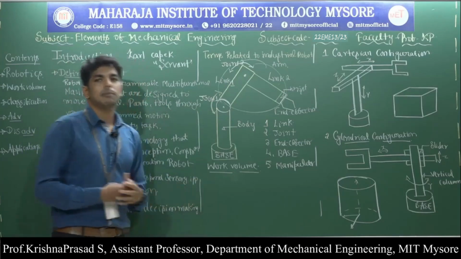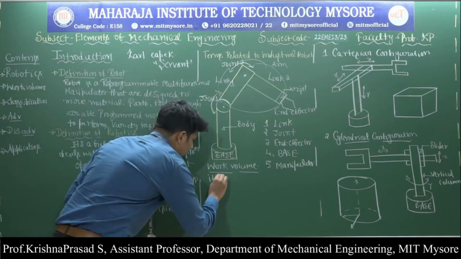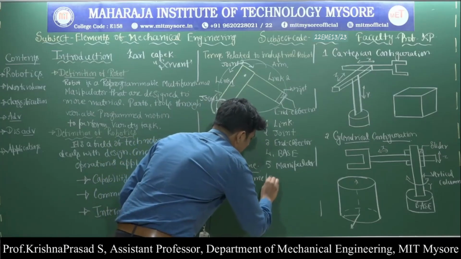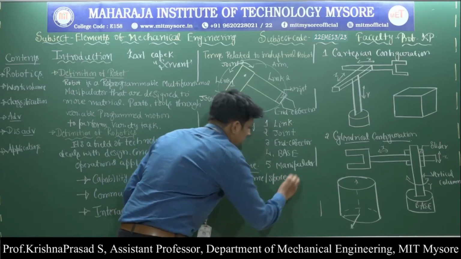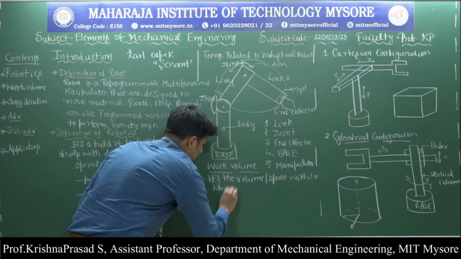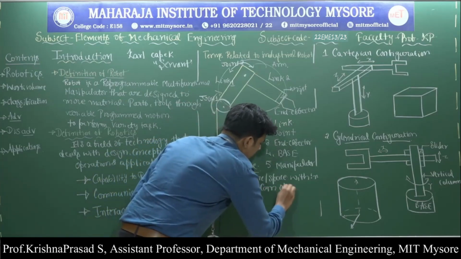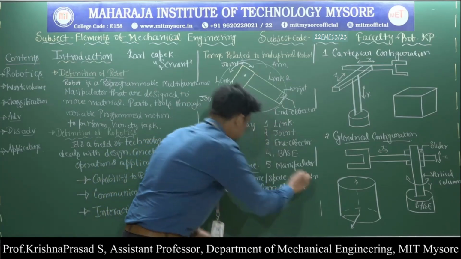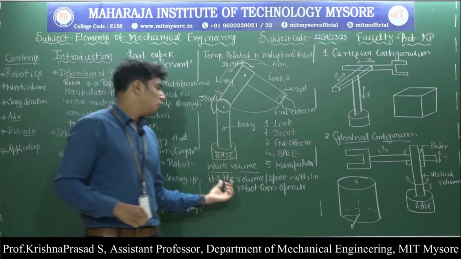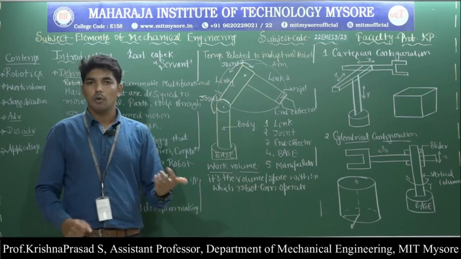Next one, what is meant by the work volume? Work volume is the volume or space within which the robot can operate. So this is called work volume. I repeat, what is meant by the work volume? It is nothing but the volume or space within which the robot can operate. That is called the work volume.